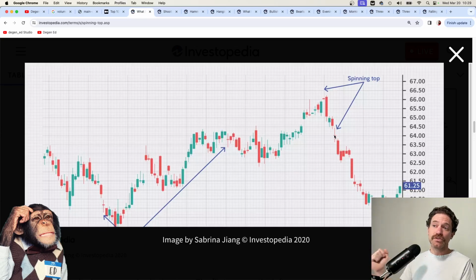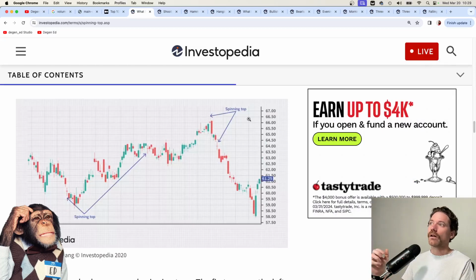And then here you do see another spinning top suggesting indecision. However, we just saw a continuation to the downside. So that does suggest that they're not 100%. And none of these candlestick patterns are 100%. You just have to consider them in relation to the rest of what's going on in the chart.